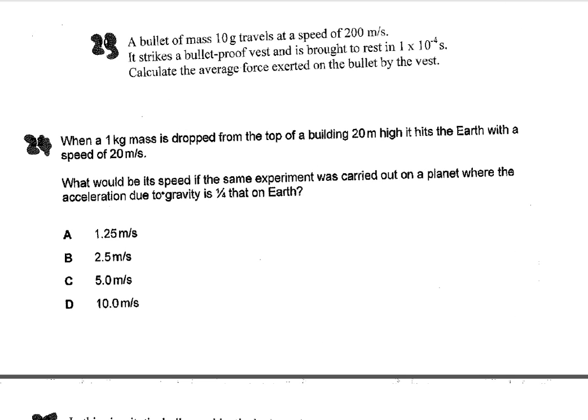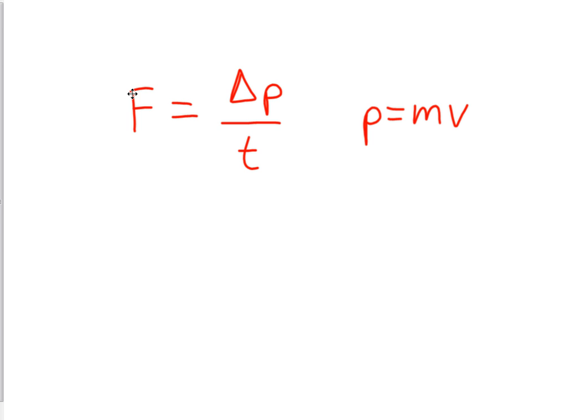So this is a tricky situation for you, possibly, if you can't remember how to solve it. It's also tricky because they've given you something in grams rather than in kilograms. So what you've got to remember from GCSE here is that force is change in momentum divided by time, and momentum is mass times velocity. But you've got to get it all in the right units, so mass in kilograms, for example, for this one.